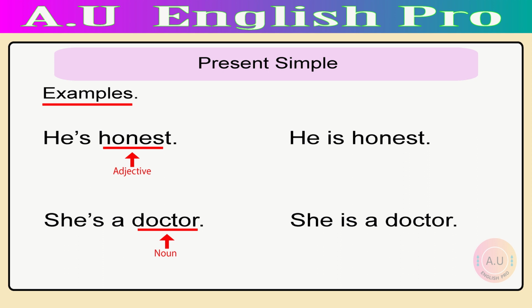The second example, 'she's a doctor'. Here you can notice that after the contraction we are using a noun. So here we can easily recognize that this English contraction shows the full form of 'she is'. It isn't showing 'she has'. Now let's see some other examples.